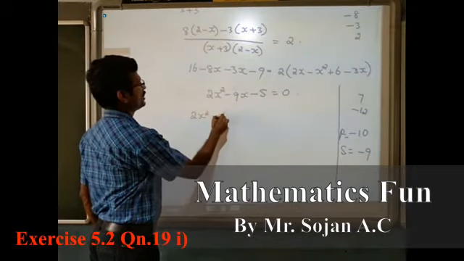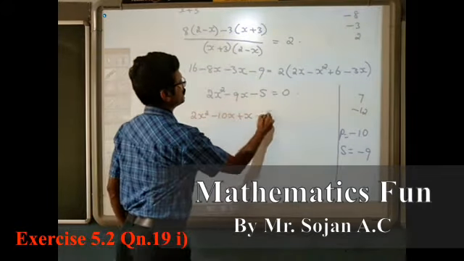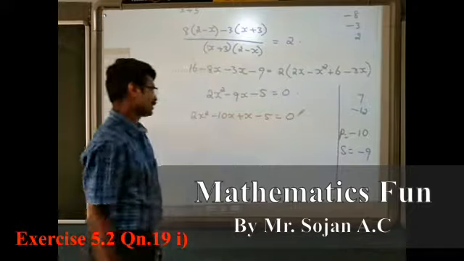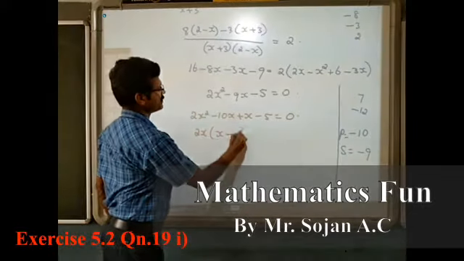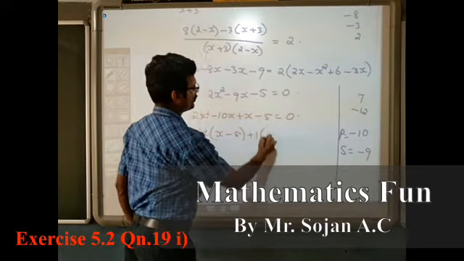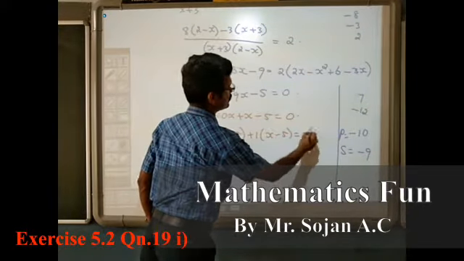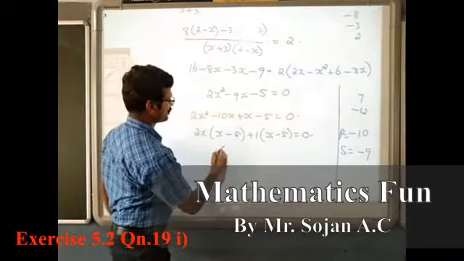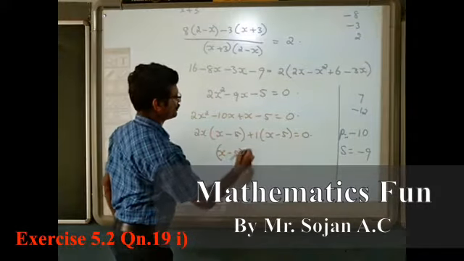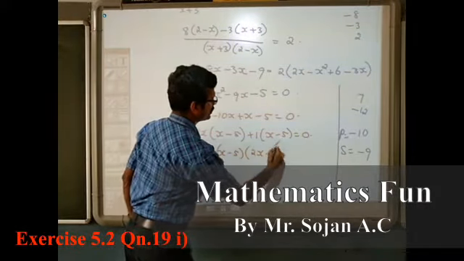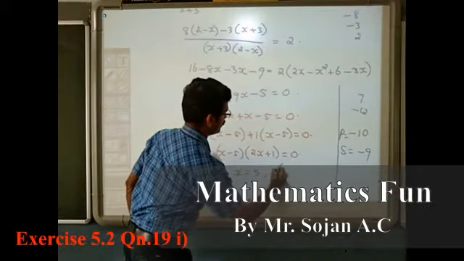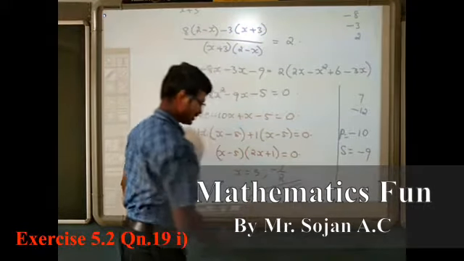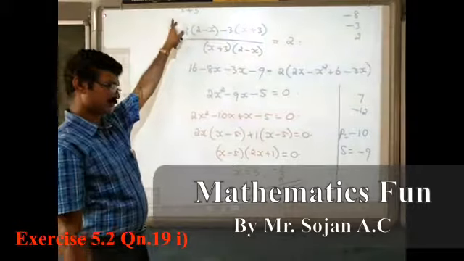2x square minus 10x plus x minus 5 is equal to 0. Here I can take 2x common: 2x, then x minus 5. Here I am taking 1 common: x minus 5 is equal to 0. Now x minus 5 is common. x minus 5 into 2x plus 1 is equal to 0. Then by zero product rule, x is equal to 5 comma minus 1 by 2. These are the roots of the equation.